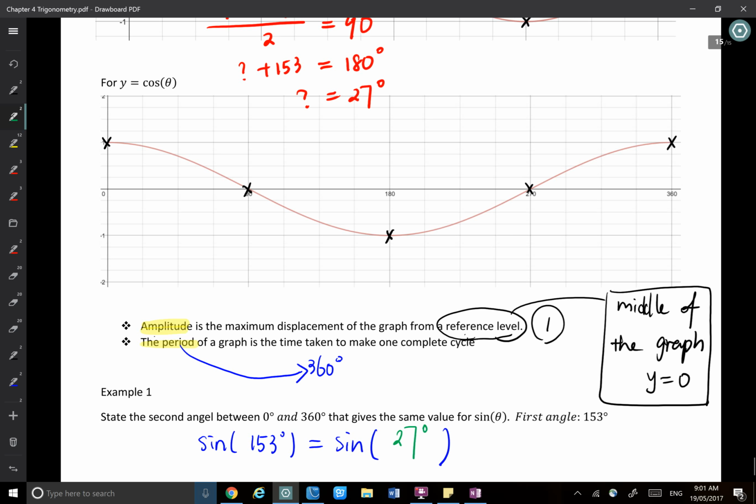Cosine will be the same. The whole graph is symmetrical about x equals 180. Okay, the whole graph is symmetrical about 180.